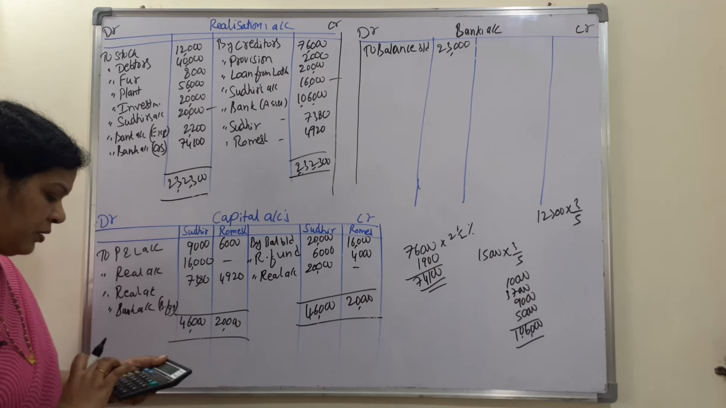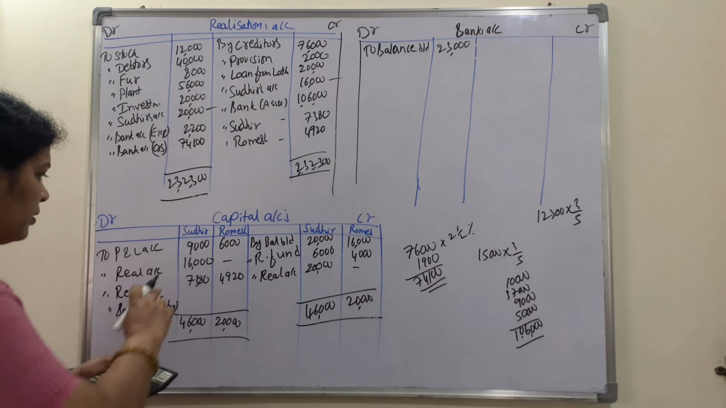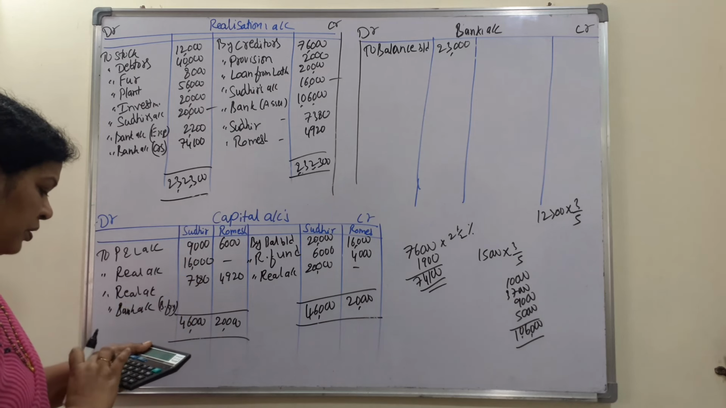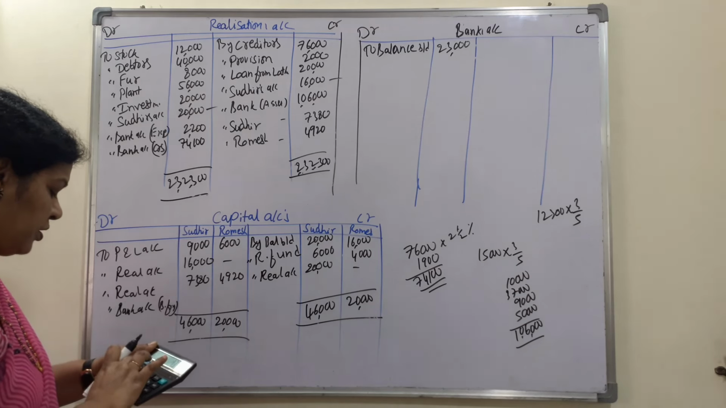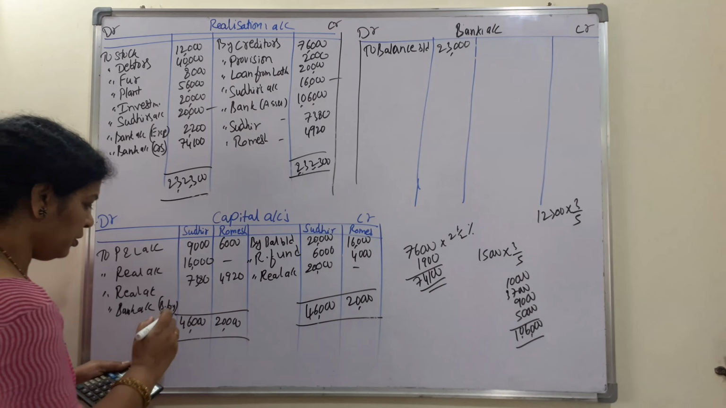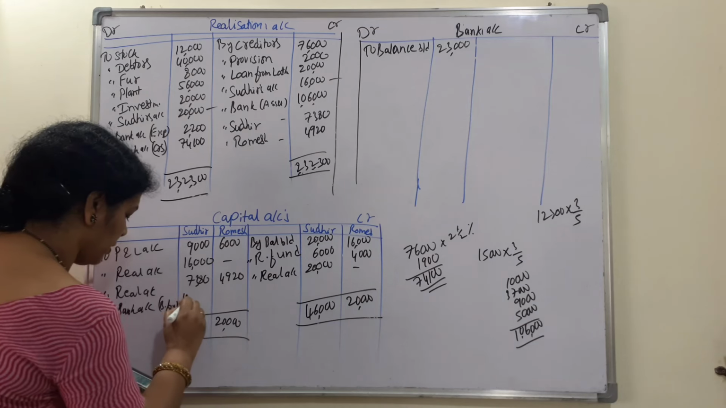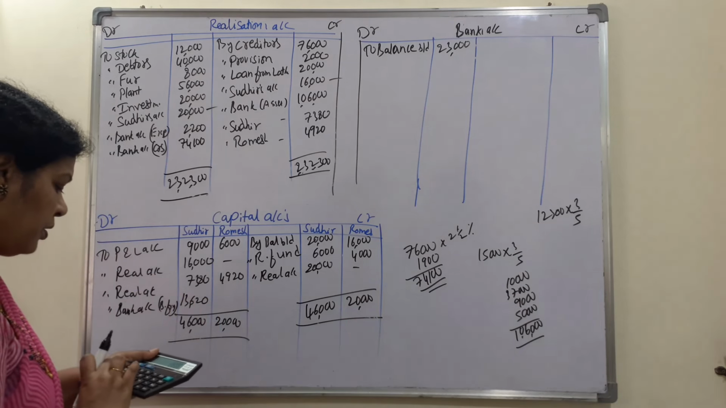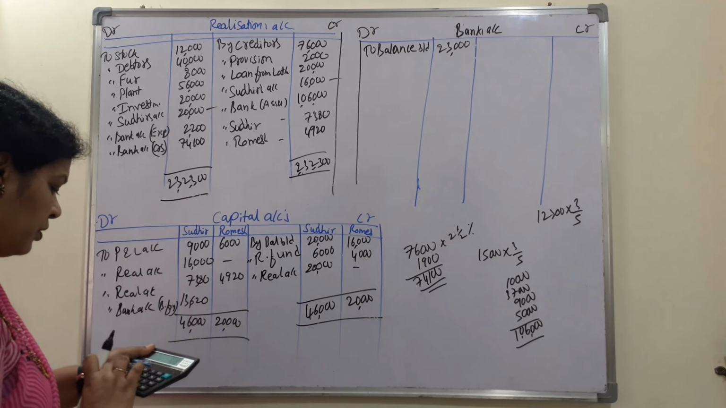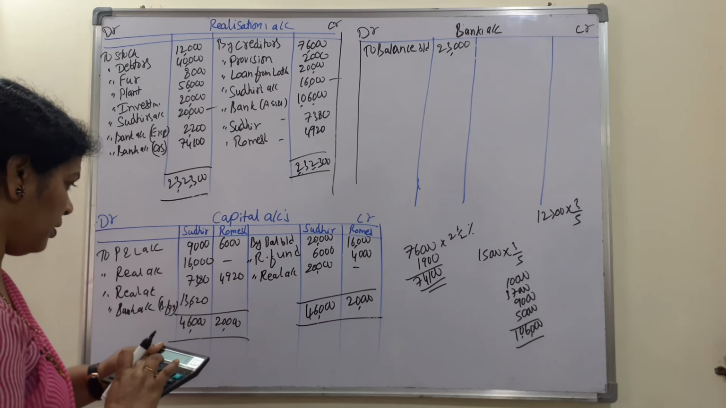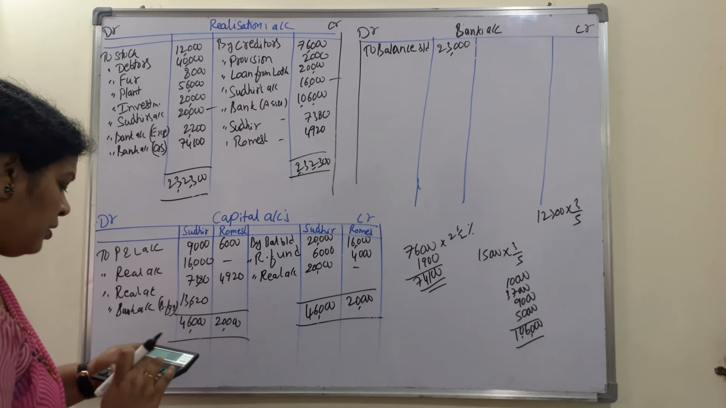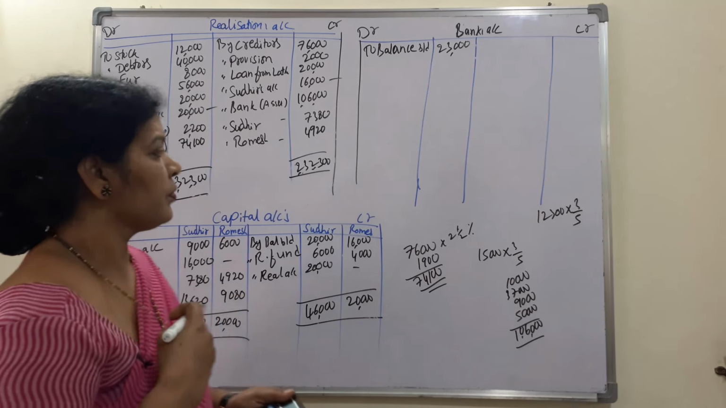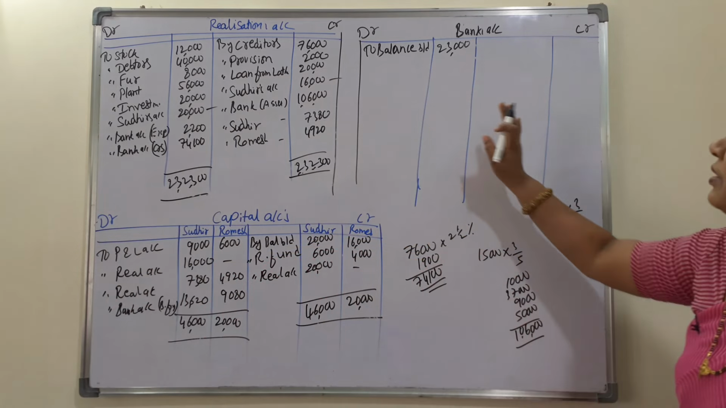46,000 minus 16,000 minus 9,000 minus 7,380, it is 13,620. And here it is 20,000 minus 6,000 minus 4,920. You are getting 9,080. Over. Next we'll see the bank account.